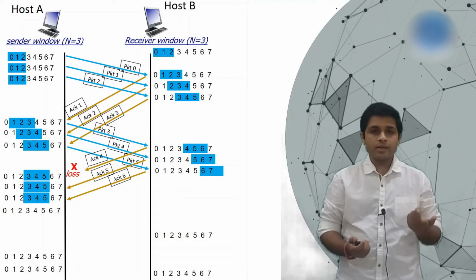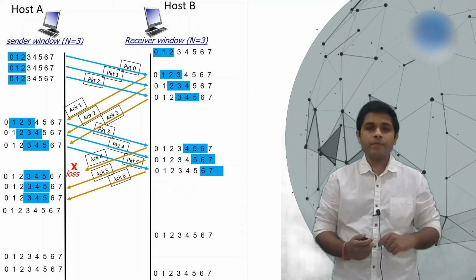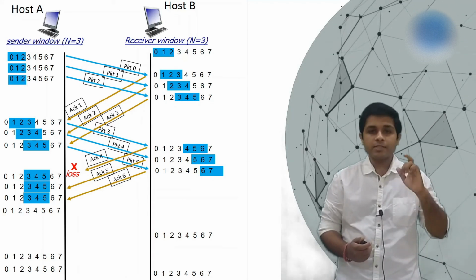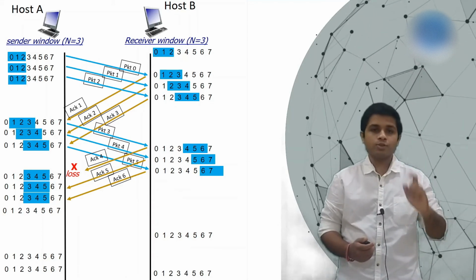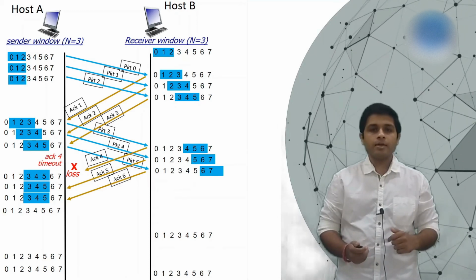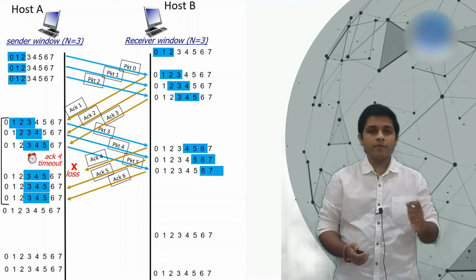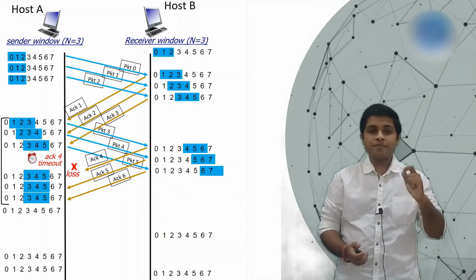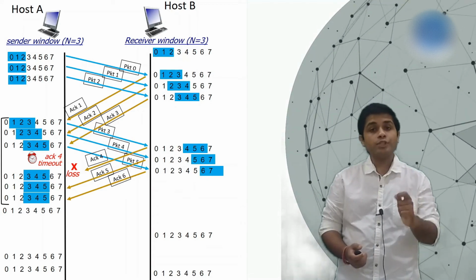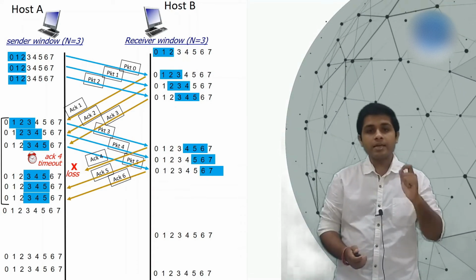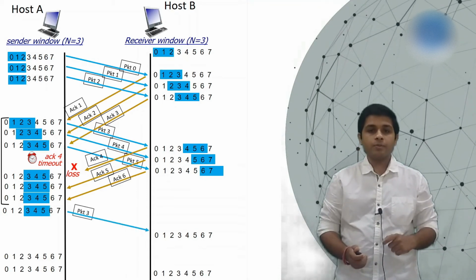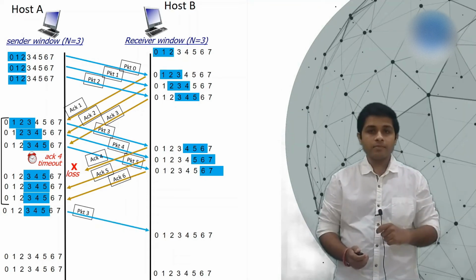Because it is ARQ, A will wait a fixed amount of time after sending every packet, and if it is not getting any acknowledgement, A will send that particular packet again. So it will wait for the timeout time, and after waiting, if A has not received the acknowledgement for packet 3, which is ACK4, A will send packet 3 again.